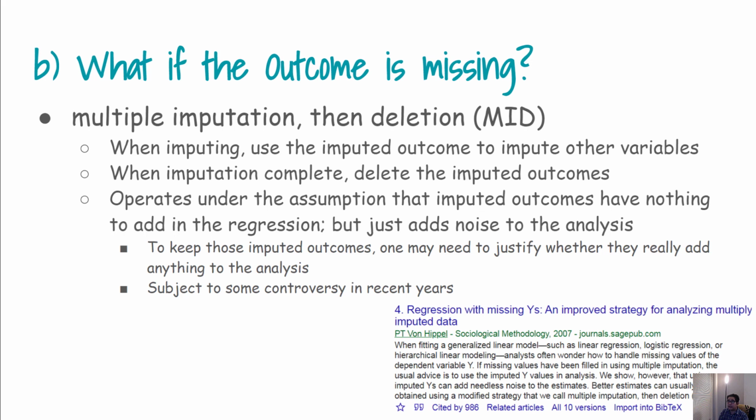And that's where even the observations with missing outcomes can help, but eventually when you do your analysis after the imputation, do not use those observations where your outcome was imputed. And obviously this is not a foolproof approach, and there is some back and forth in the literature about whether this is a good approach or not, but this is one approach that is popularly used, and this is known as MID, or multiple imputation then deletion.